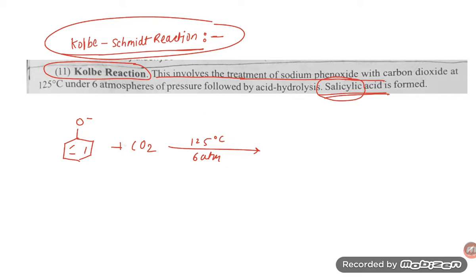This is the first condition, CO2. And the second step is H3O plus, acidic hydrolysis. So what you are going to get is salicylic acid. This will be the product: here will be OH, and here will be COOH.